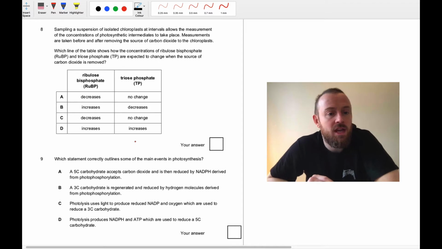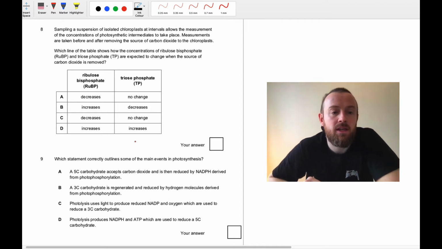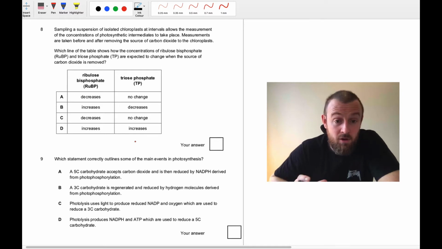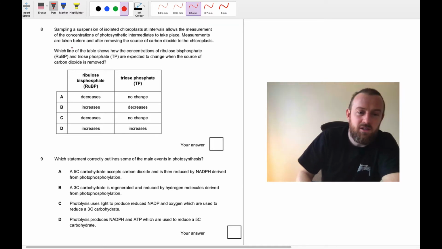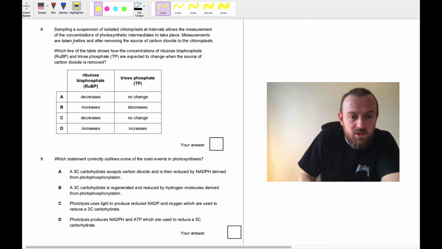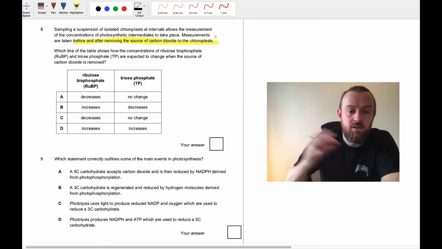Okay, question 8. Sampling a suspension of isolated chloroplasts at intervals allows the measurement of concentrations of photosynthetic intermediates to take place. Measurements are taken before and after removing the source of carbon dioxide to the chloroplast. Okay, so we have carbon dioxide and then we remove it. Sometimes you have to think what's going on. Before and after removing the source of carbon dioxide. So we have CO2, then we remove it.